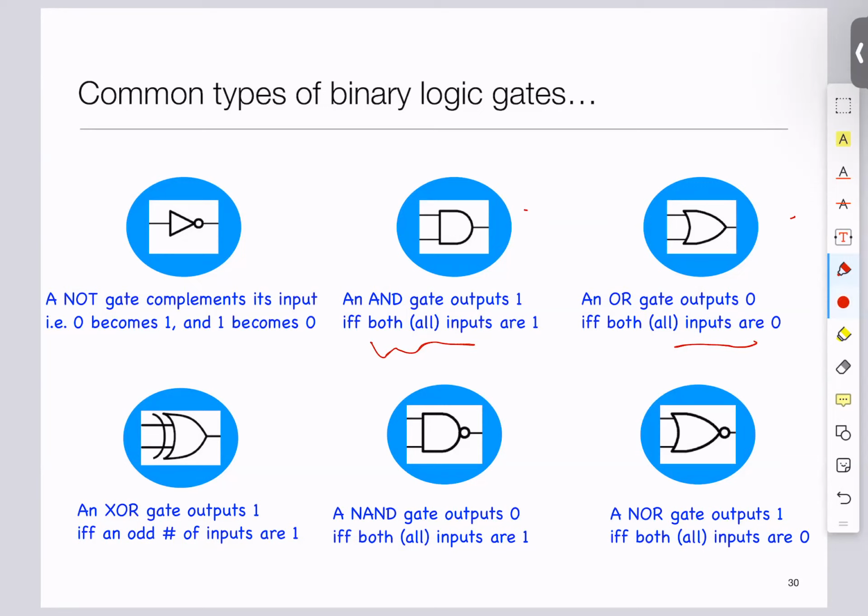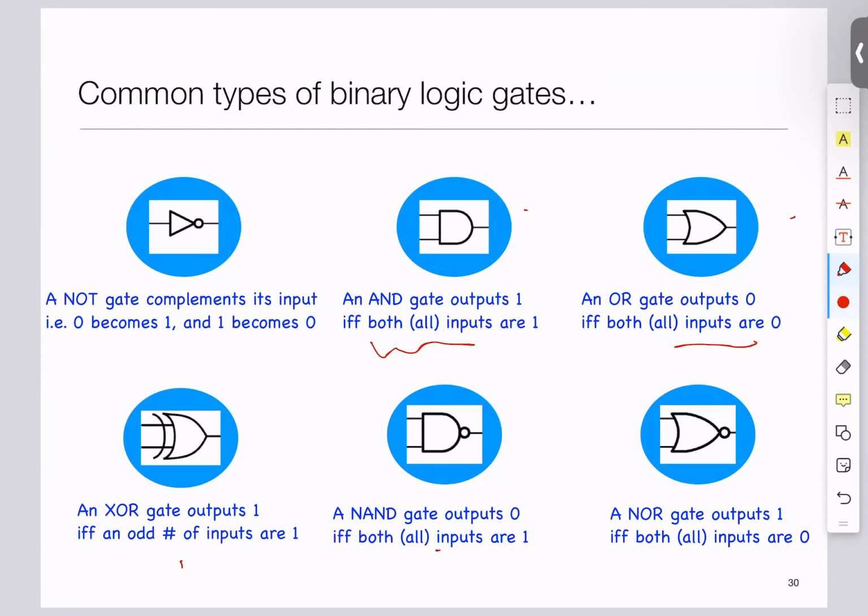XOR is referred to as exclusive OR. Output is high if one and only one of the inputs is 1, so it's either 1 0 or 0 1. If both inputs are 0 or both inputs are 1, then the output will be 0. So in this particular case, output will be high half the time. You can also call it the function which is not equal to.